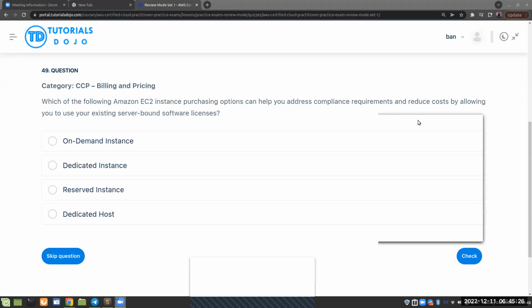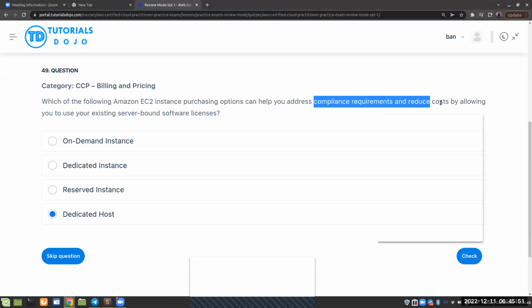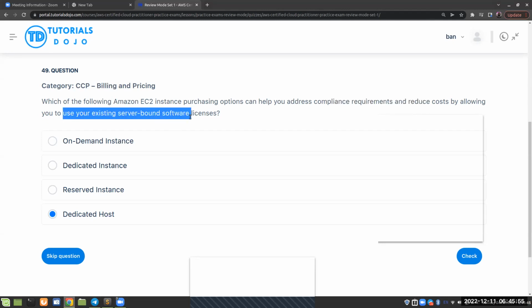Reserved instances. Okay. I see A, B, and D. So now that's the question. I see two Ds at least. So the question is address compliance requirements that will reduce costs by allowing you to use existing server-bound licenses. Let's check.